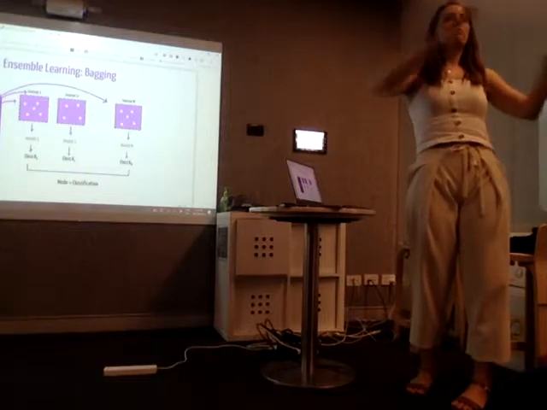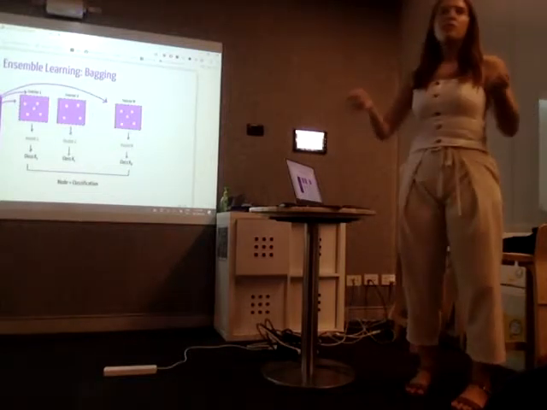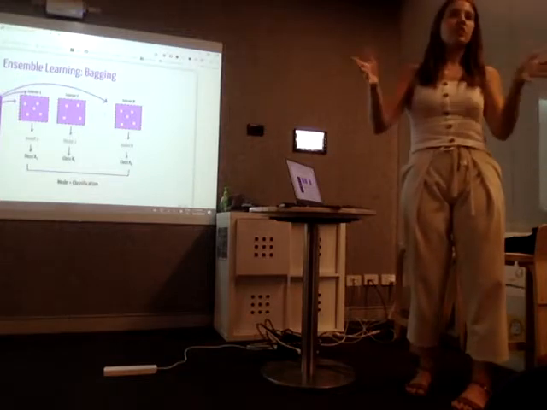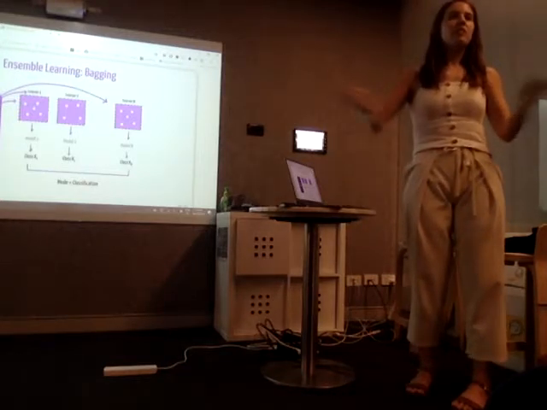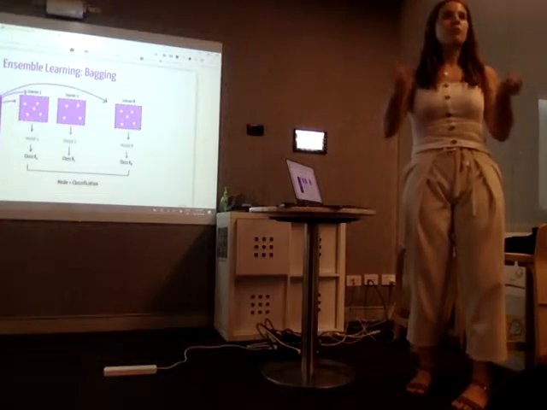train them all, and when you get a new data point, you just take the average. You can do regression with trees, so if you're doing regression, you take the average output of those trees. If you're doing classification, you take the mode, the most common response, as your class.